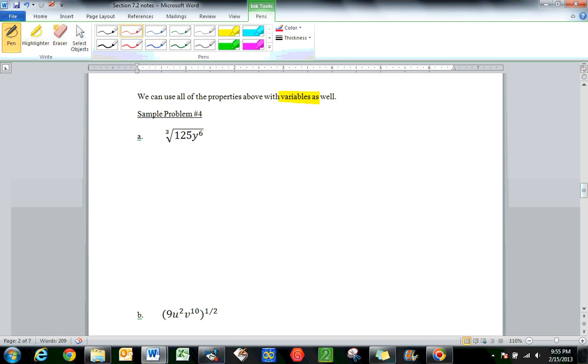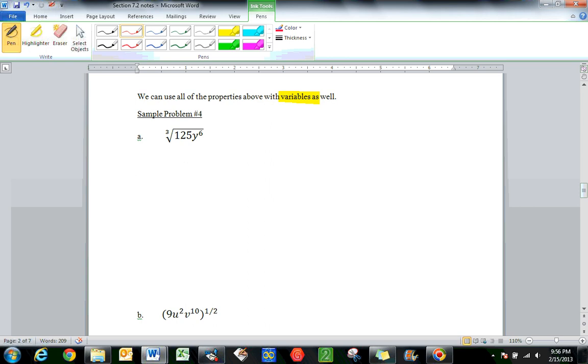Okay, what I'm going to do is I'm going to actually go ahead and work each of these problems, and I'll just take a little pause between them so that you can stop the video if you need to. But we're going to look at sample part A. We have the cube root of 125y to the 6.